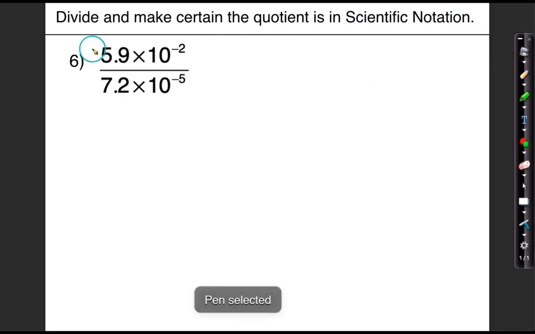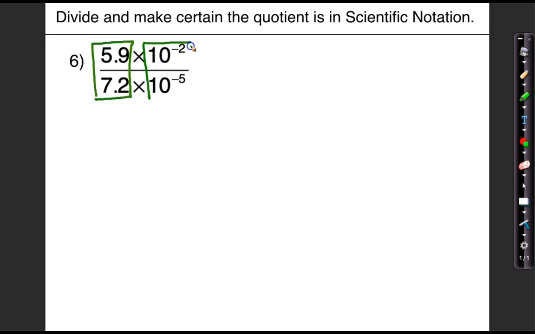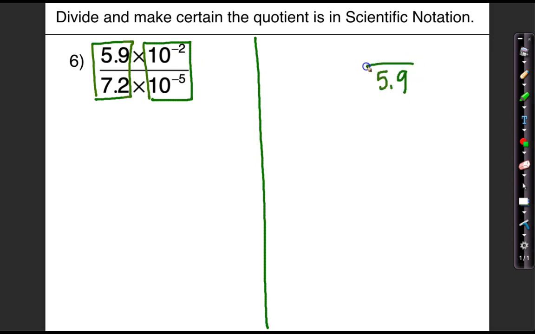Just like before, we're going to go ahead and group the coefficients into one group. We're going to group the exponents in another group. Now all we're going to have to do is simplify to see what we end up with. We're going to have to do 5.9 divided by 7.2. We're going to first need to start to change this decimal into a whole number, so we're going to move it once to the right. We're going to have to do the same thing on the inside.